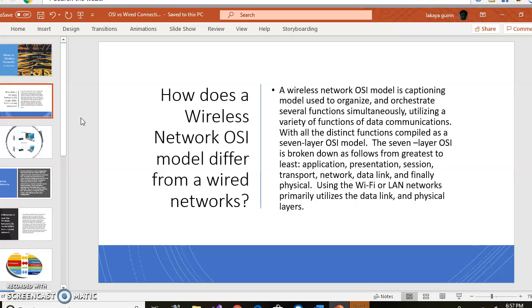The wired network primarily uses a Wi-Fi or a LAN network. The LAN network utilizes two functions from the OSI layer, which are the data link and physical layer. With the wireless networks, it functions off of seven layers of the OSI model. The seven layers are the application, the presentation, the session, the transport, network, data link, and physical.